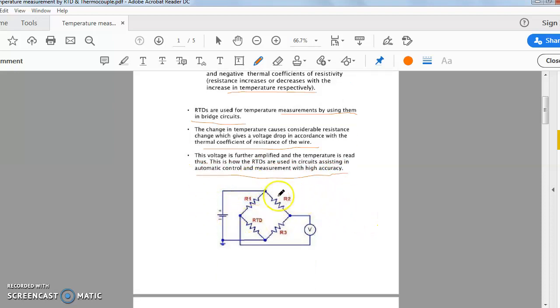Here you see in the Wheatstone bridge, in the four arms there are four resistances. Each arm consists of one resistance: R1, R2, R3, R4. In place of R4, we will put the RTD. Now there is a voltage source; the battery is connected here.